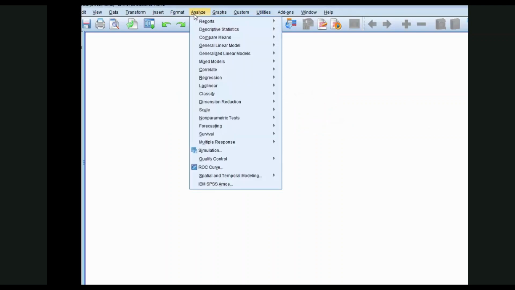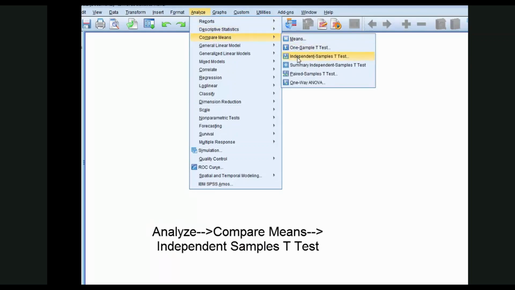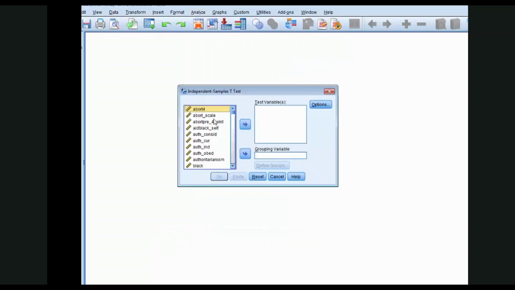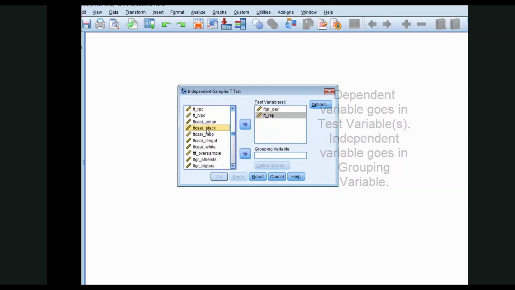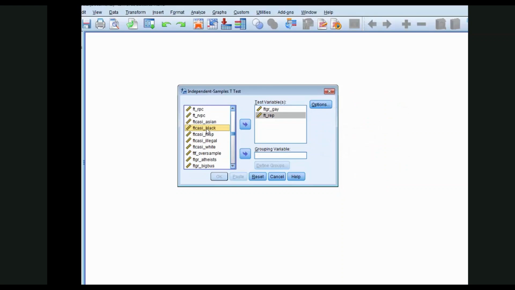Here's how to use analyze, compare means, independent samples t-tests. This is how you look for significant differences between two sample means. Here's the window. We put the dependent variables in test variable. The independent variable goes in grouping variable. I'm going to go down and find the gay feeling thermometer, FTGR gay. That goes over. Then we'll find the Republican Party feeling thermometer, FT rep. That goes over. Now, the independent variable, which goes in grouping, is gender.